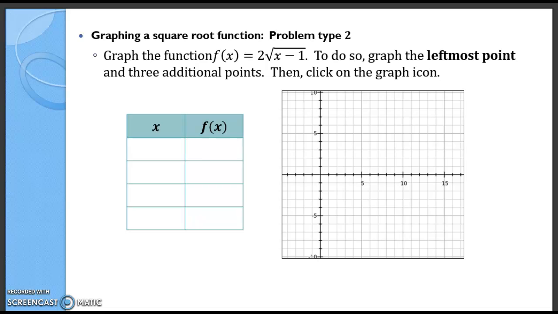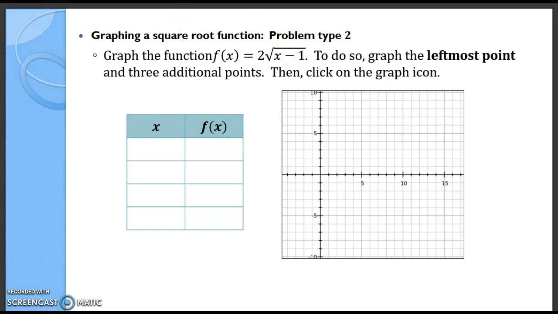Hey everybody, this video goes over the topic graphing a square root function, problem type 2. So let's look at our function, f of x equals 2 times the square root of x minus 1. We want to find the leftmost point and 3 additional points. So how do we find that leftmost point?